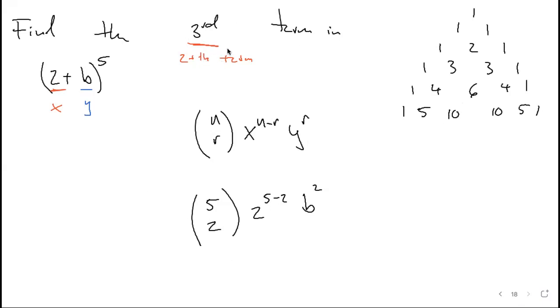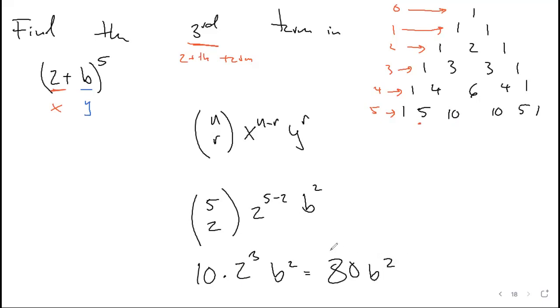Okay, so 5 choose 2 is, remember, this is row 0, this is row 1, this is row 2, this is row 3, this is row 4, and this is row 5. And 5 choose 2, this is 5 choose 0, 5 choose 1, 5 choose 2 is 10. So this is 10 times 2 to the 3rd b squared, which is just 80b squared. So if you were to expand this out, the third term would be 80b squared.